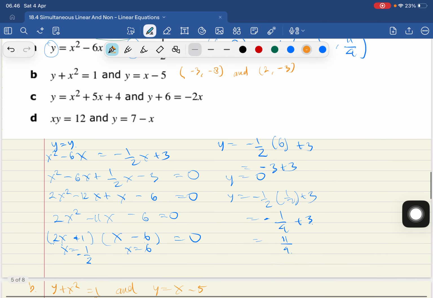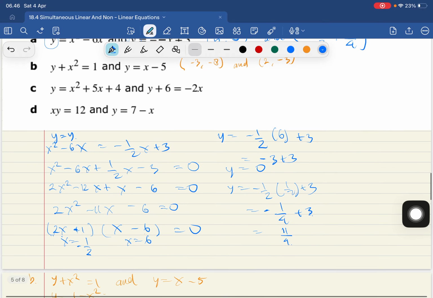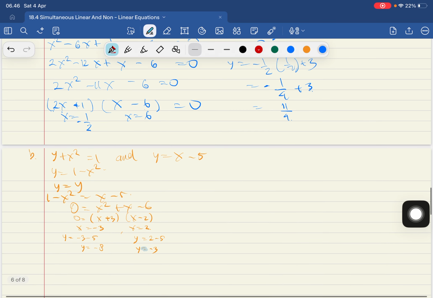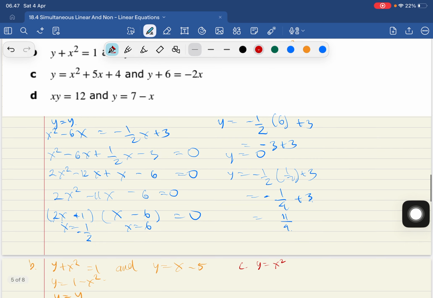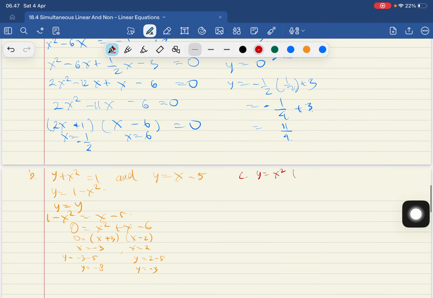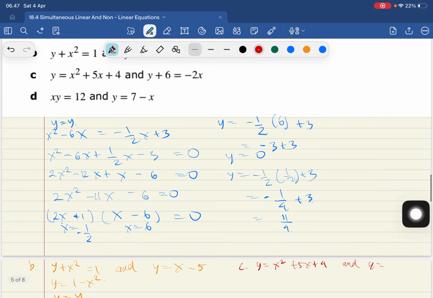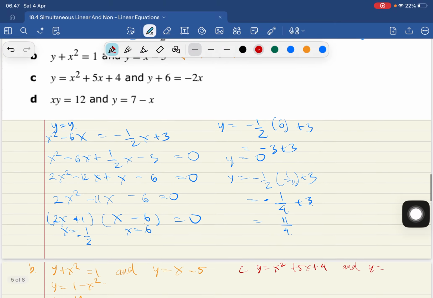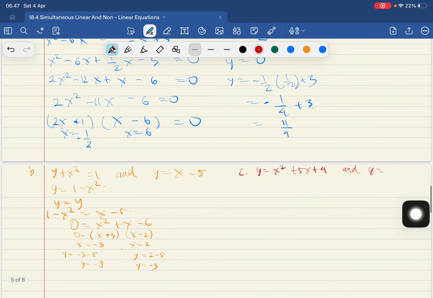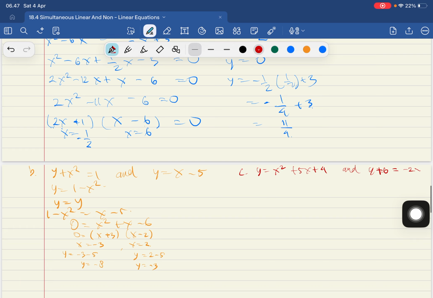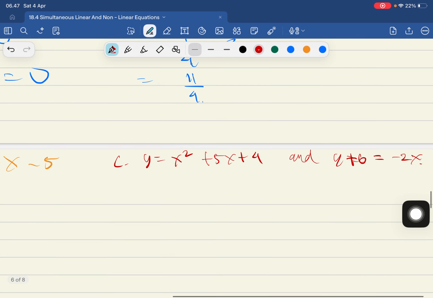Okay, let's continue for C. So y equal to, okay, here is the C. y equal to x squared plus 5x plus 4. Isn't it plus 4? Okay. Another one is y plus 6 equal to negative 2x. Okay, let's arrange it, make it y only.